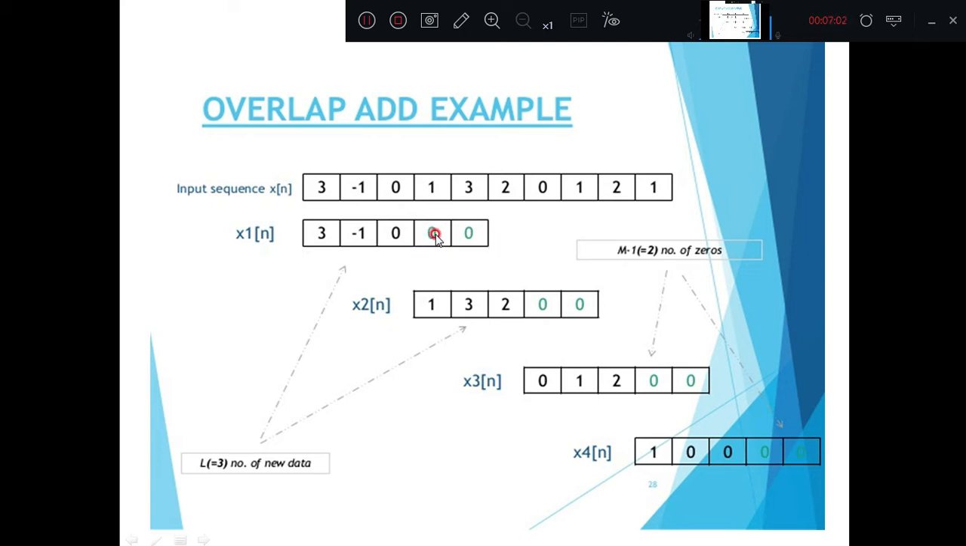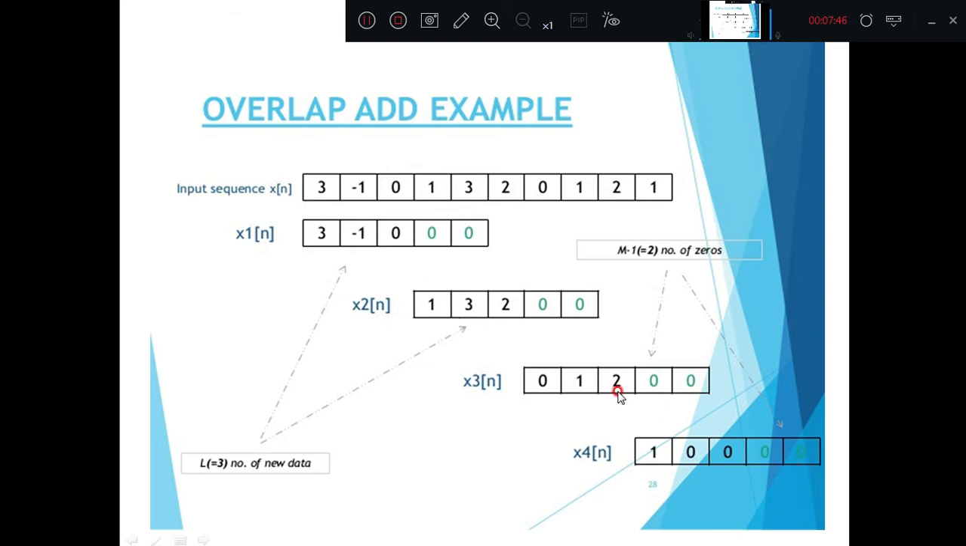Yes. So after L number of samples in x1 of n, you have to add M minus 1 zeros at the end of each block. So similarly here, after the first 3 samples, the next 3 samples you have to consider for x2 of n, and the remaining M minus 1 samples should be zeros. And the next 3 samples you have to consider, that is 0, 1, 2, next 2 samples should be 0. So the last sample is what? 1. To make L equal to 3, the remaining 2 samples should be 0. And finally M minus 1 zeros you have to add at the end. So these are the 4 blocks.